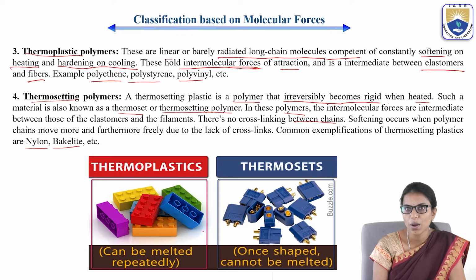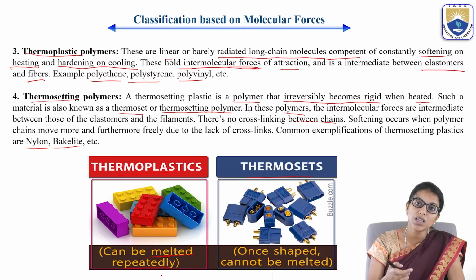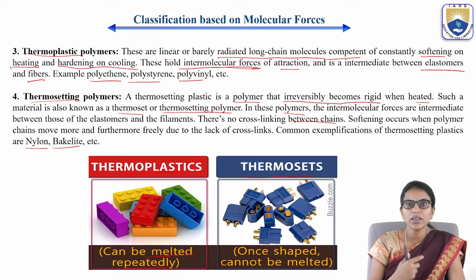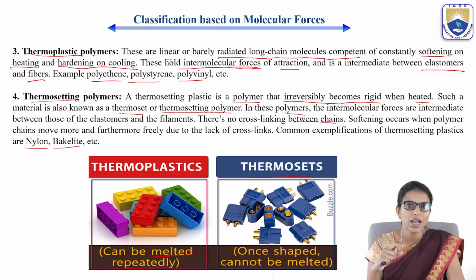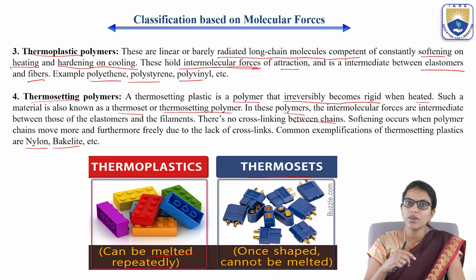Here, these are the examples of thermoplastic and thermosetting plastics or thermosets. Thermoplastics can be melted repeatedly. That is why we say a thermoplastic is a recyclable plastic. The plastic coming in the market right now is marked with a triangle shape, which means it is recyclable. So we can use that plastic many times, recycle it, change its shape, and reuse it. That is why this is a recyclable plastic.